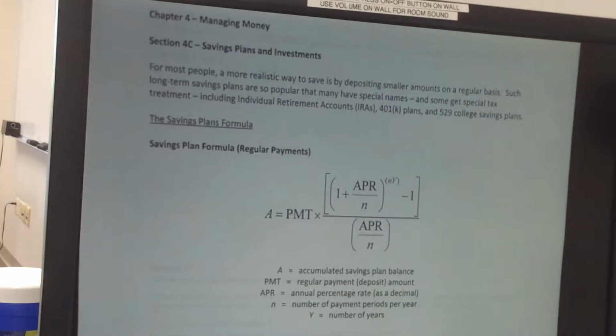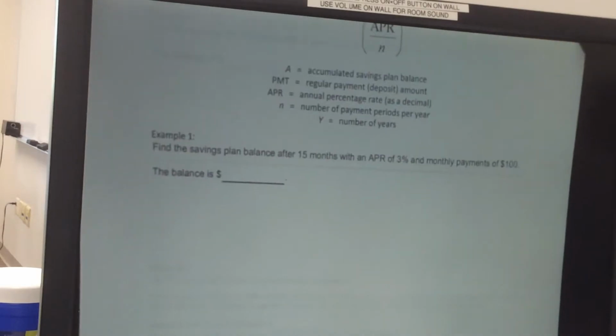Now here, A is going to be the accumulated savings plan balance. PMT is the regular payment or deposit amount. APR is the annual percentage rate as a decimal. And N is the number of payments in a year. Y will be the number of years. Okay, so we're going to be using that particular formula to do some of these examples here.